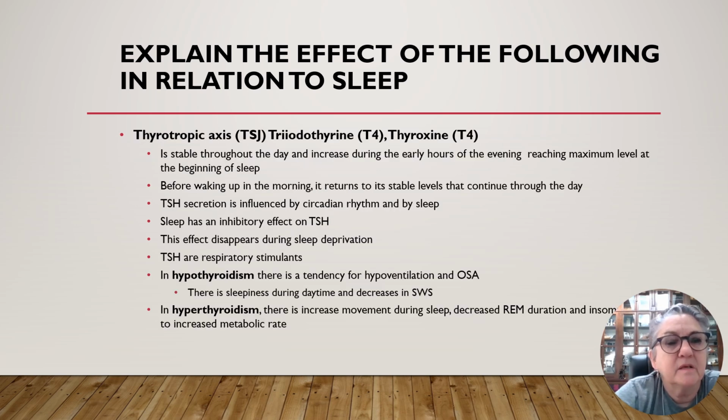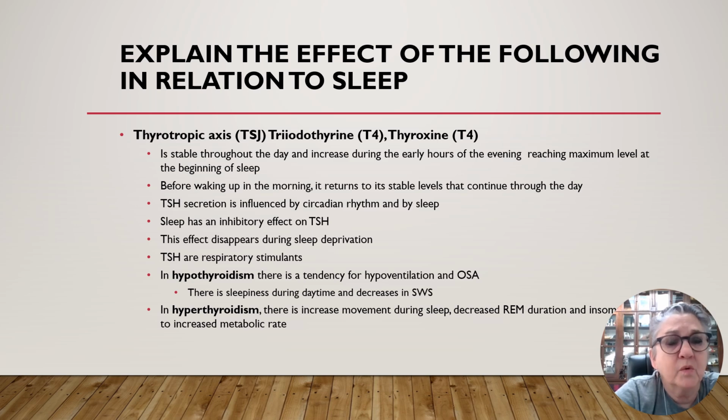The thyrotropic axis is stable throughout the day and increases during the early hours of the evening, reaching its maximum level at the beginning of sleep. Before waking up in the morning, it returns to stable levels that continue through the day. TSH secretion is influenced by the circadian rhythm and by sleep. Sleep has an inhibitory effect on TSH. This effect disappears during sleep deprivation.